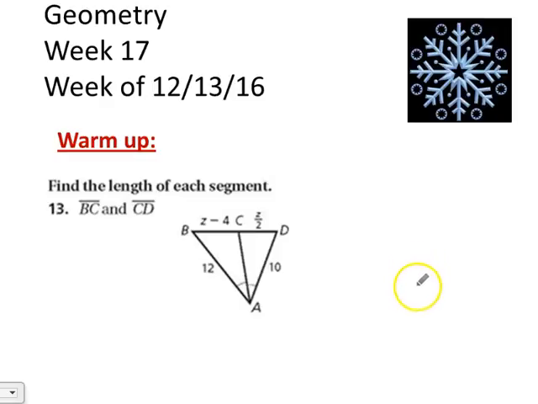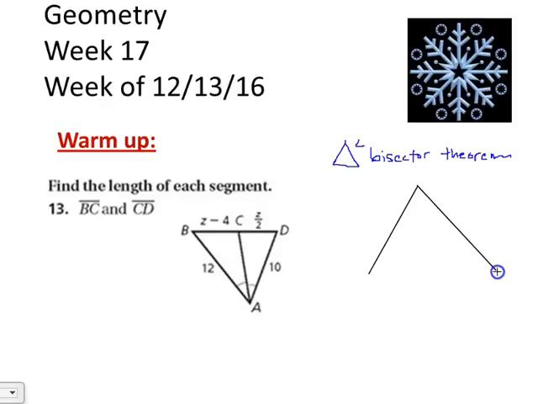All right, so what did you learn last week that's going to help you solve this warm-up problem? You learned the triangle angle bisector theorem. And what is that theorem? Well, when we've got a triangle and we draw in an angle bisector, remember, an angle bisector cuts the angle into two congruent parts.